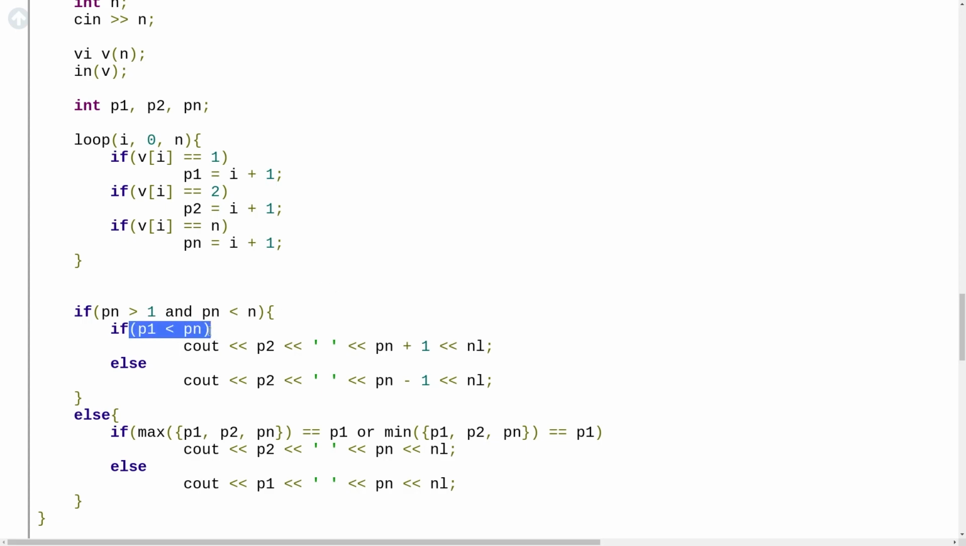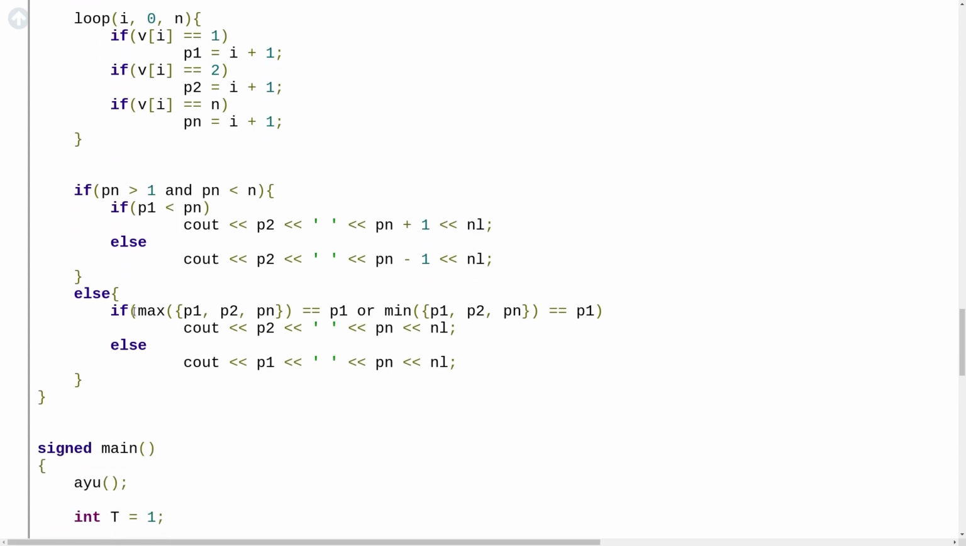Now if P1 is present to the left of Pn, I will replace P2 with Pn plus 1. So I'll put P2 to the right of Pn, right? If the element 1 is to the right of n, then I'll try to place P2 to the left of n, right? I'm trying to separate P1 and P2 with the help of n.